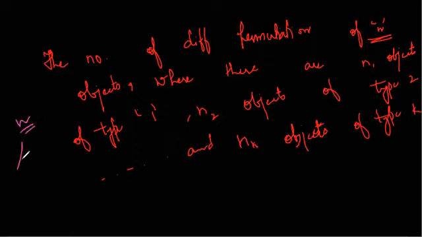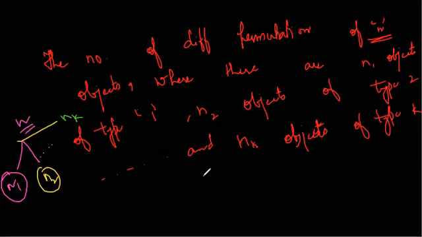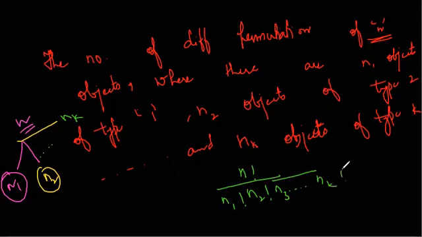In this, we have some number of same type of objects of the first type, so the number is n1. Of the second type, we have n2. Similarly there are many similar types; if there are k types, then the number of objects of the last type is nk. The formula is n factorial divided by n1 factorial into n2 factorial into n3 factorial till nk factorial.